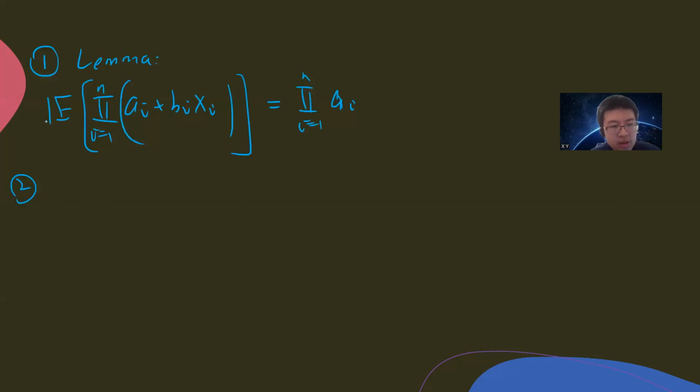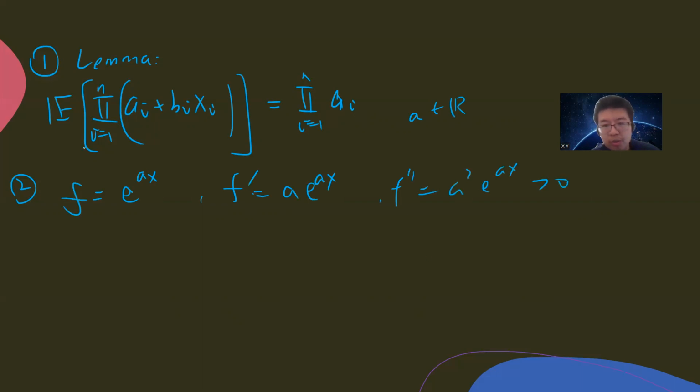The second lemma: let's consider f equals exponential ax, where a is some real number. The derivative is a times exponential ax, and the second derivative is a squared times exponential ax. This is greater than zero, which tells you that f is convex.